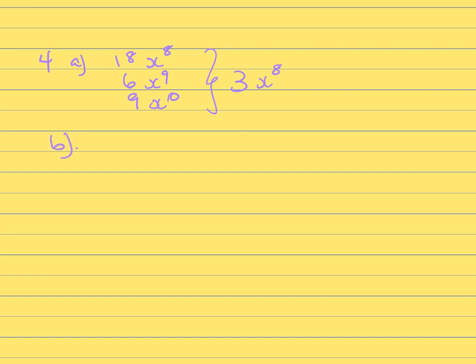B, we have 32t to the 6, 8t to the 9, 24t to the 10, and 16t to the power of 9. So in terms of the numbers, the greatest common factor here is 8, and in terms of the letters, the greatest common factor is t to the power of 6.